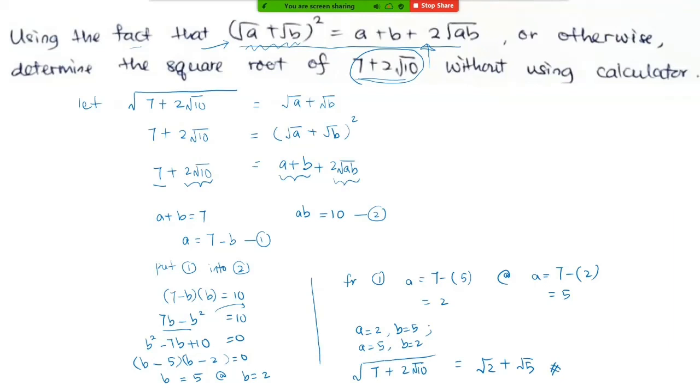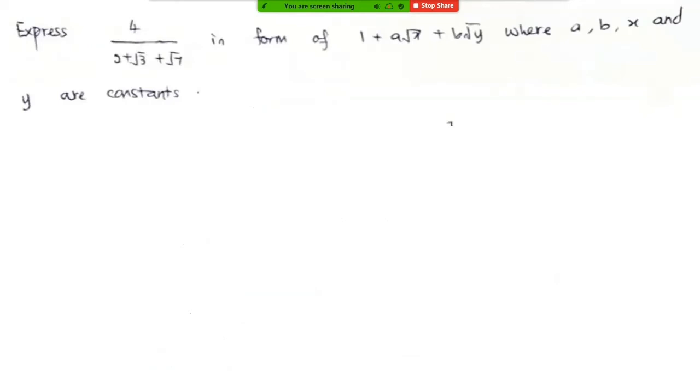Now let's move on to question number 3. Question number 3 will be much easier. We just need to find the conjugate pair for our denominator. So we have to express this in the form of this, whereby a, b, x, and y are constants. So without further ado, let's find the conjugate pair.